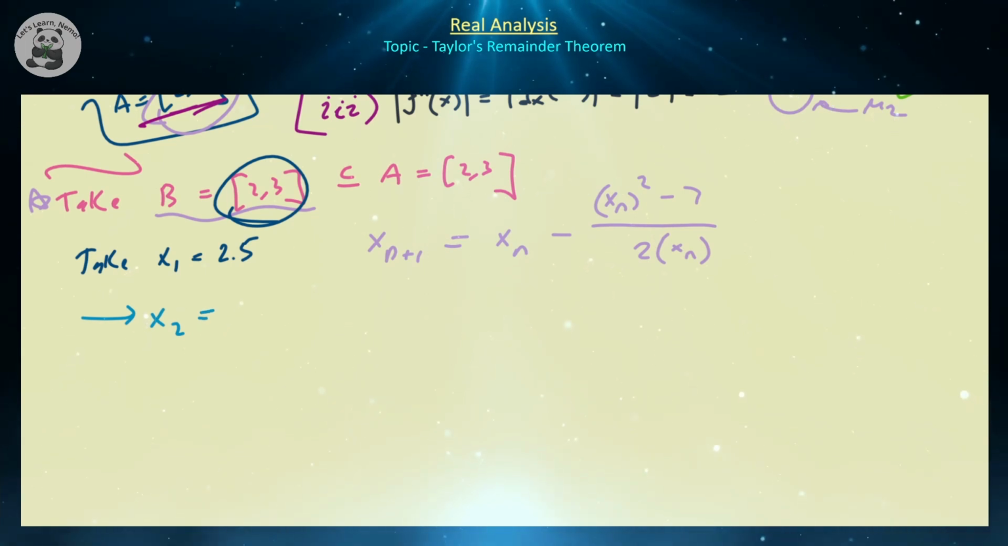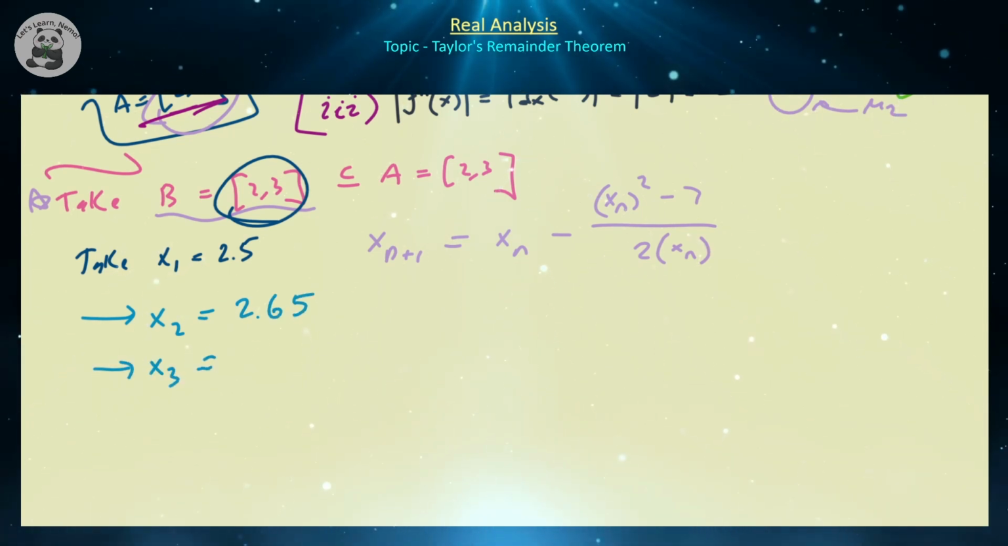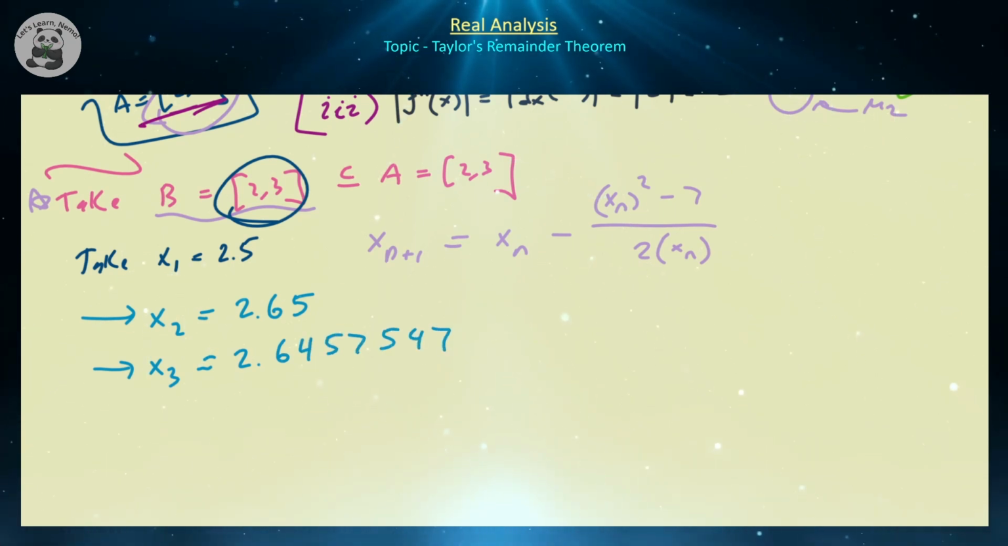So using x1 to be 2.5, you can get x2, and you can find that that's going to be equal to 2.65. Iterate again, and you're going to have x3 approximately 2.645754772. Notice that iteration 1 gives us 2.6, and obviously we have convergence there.